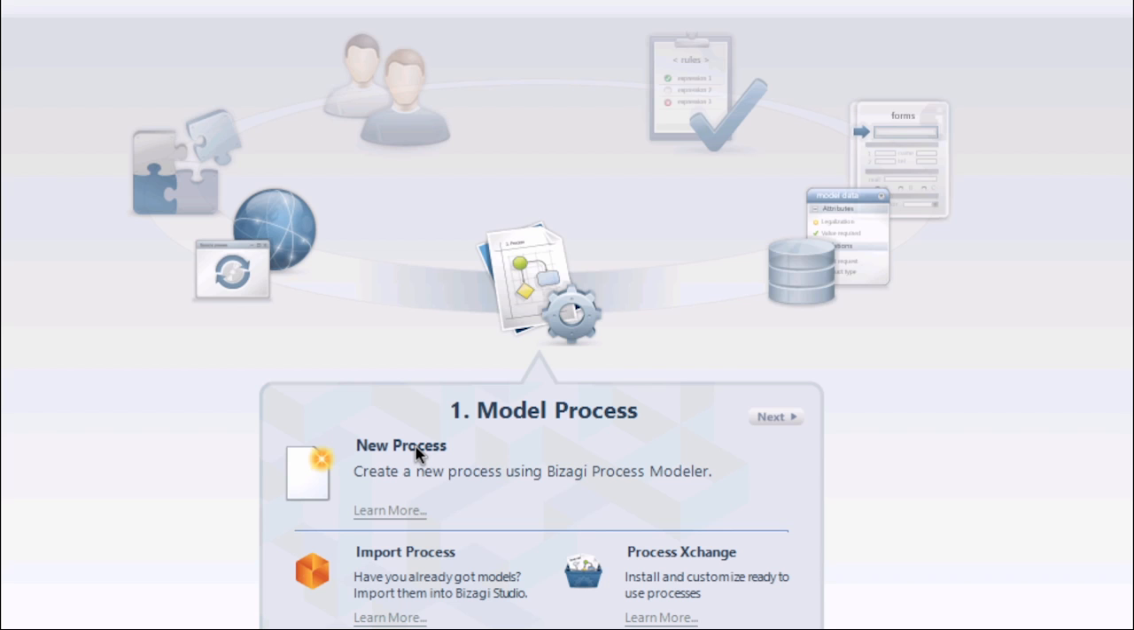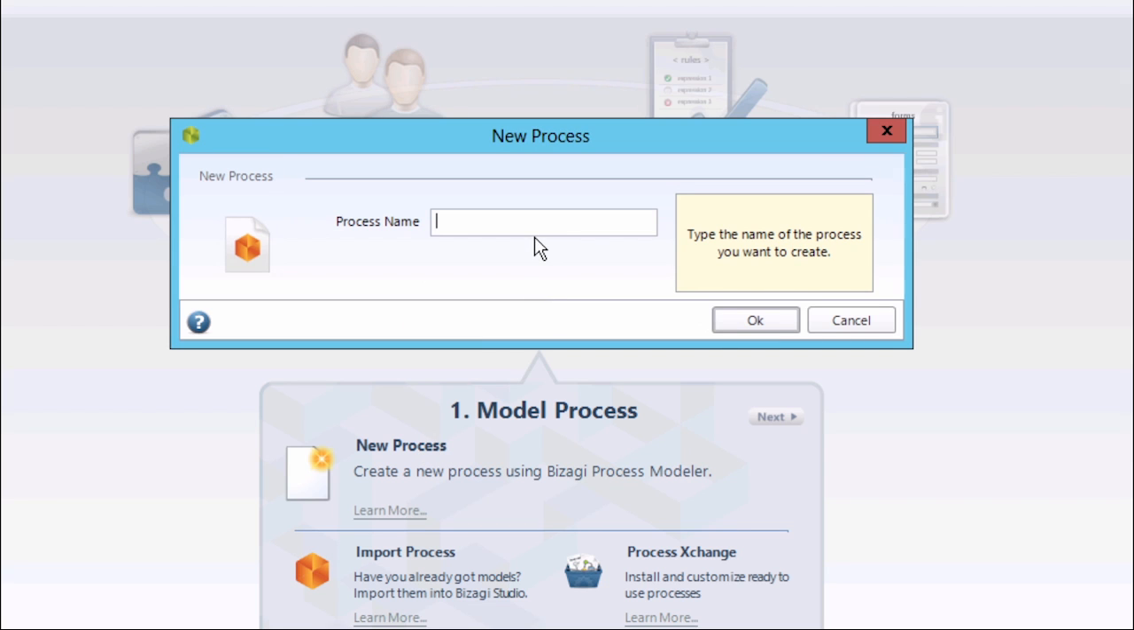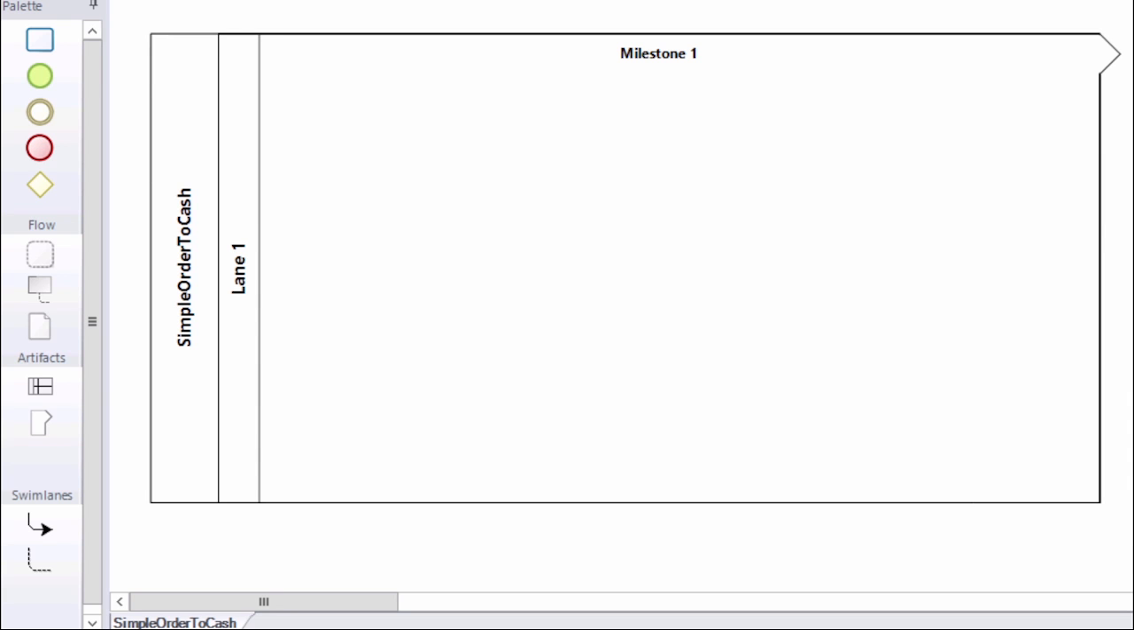To guide us in the implementation of a process, Visagi provides us with a wizard. The first step in the wizard is to create or edit a process model or to import an existing process model into the project. Here we will create a process called Simple Order to Cash. Initially, the process model is empty.